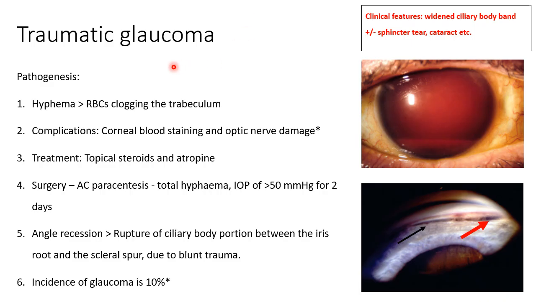Traumatic glaucoma. That is, as the name suggests, secondary to trauma. So there are different mechanisms. Trauma can cause hyphema. That is a bleed in the anterior chamber. See, this is a bleed in the anterior chamber.